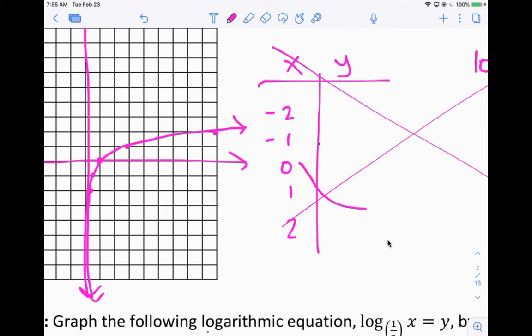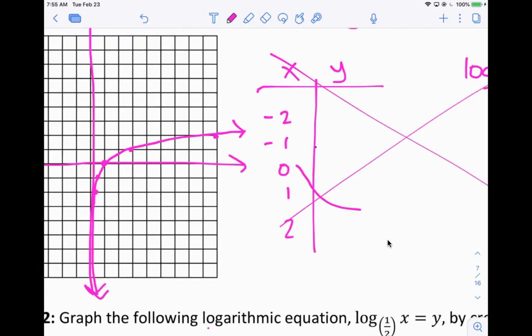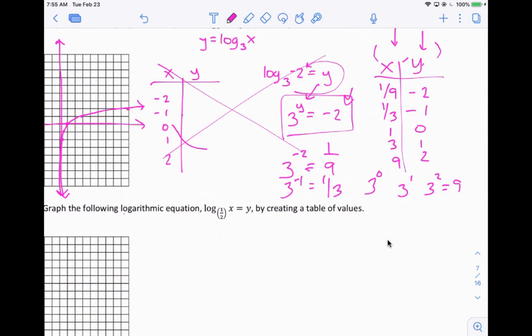Now, why do I know this keeps going down? Why do I know it doesn't hit negatives? Well, if you remember, what we're plugging in are exponents. Since that base is a positive 3, I can't get a negative number out of an exponent.